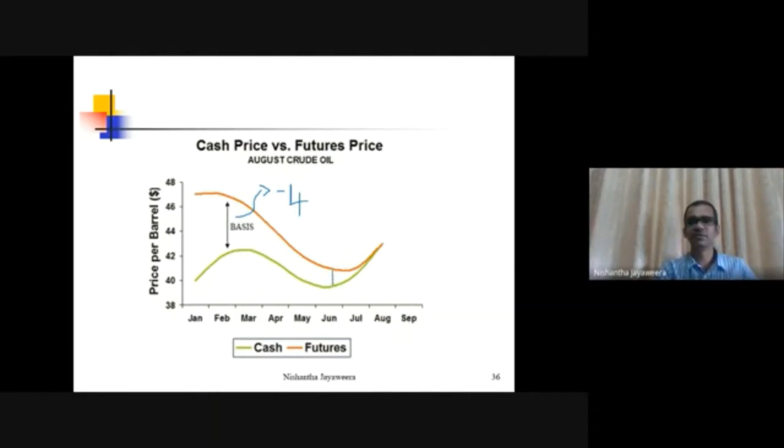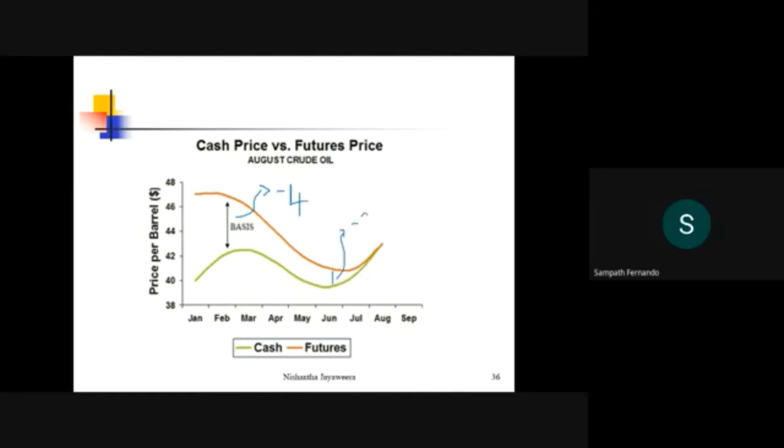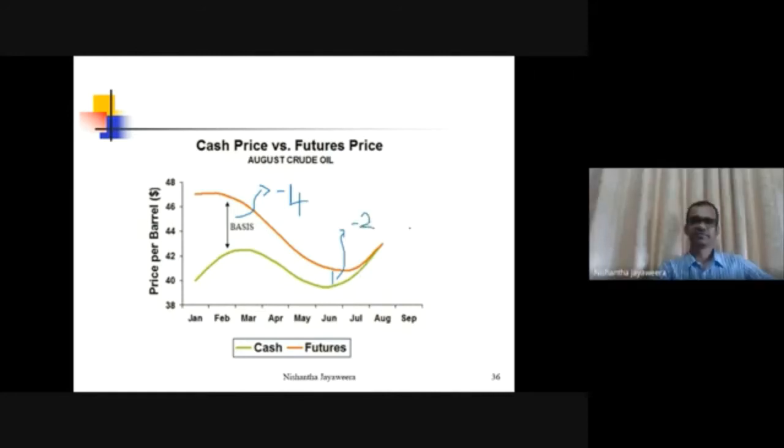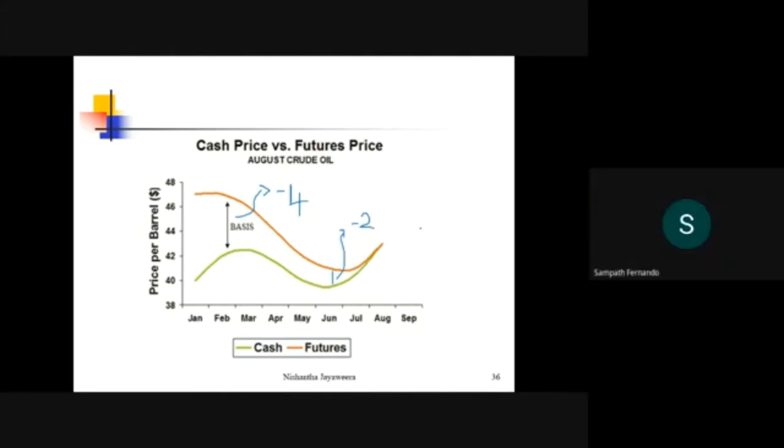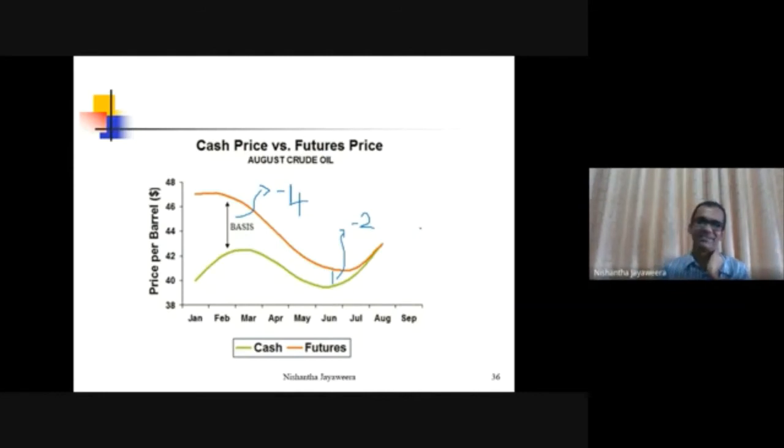If you go here, what is the basis? It may be close to -2. Okay, now tell me what has happened to basis. Has it increased or decreased? Increased. Exactly. Now that's the other point. You get confusion. Here we have to think about the sign as well. -4 to -2, is it an increase or a decrease?